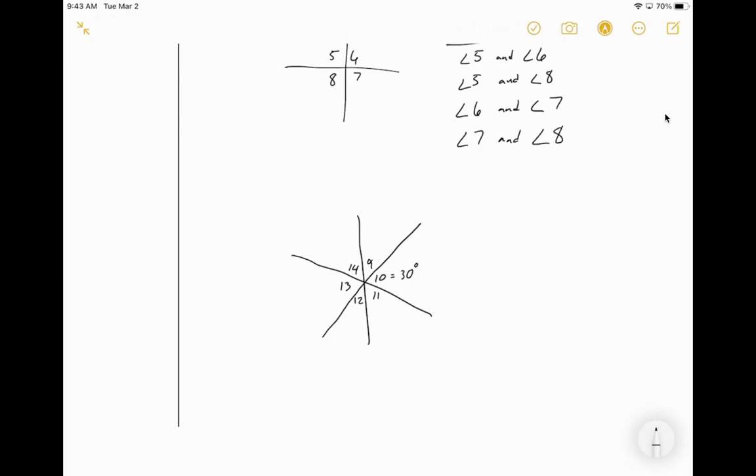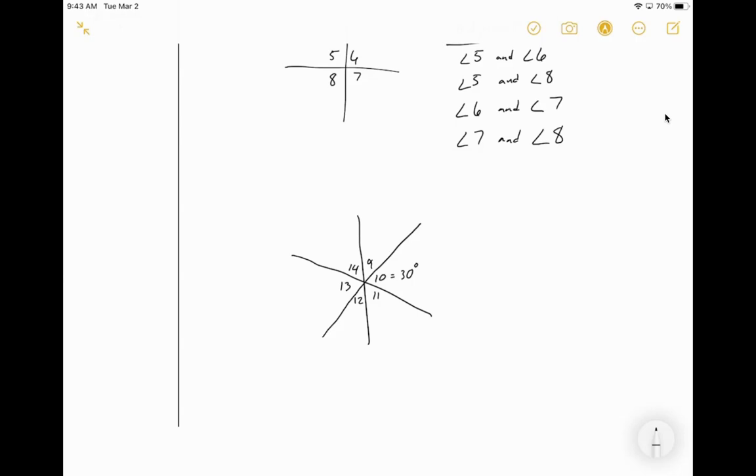So on your homework today, this is what you're gonna have to look at. You're gonna have to look at a diagram like this and answer some questions. Some of them you're gonna have to do the degrees, but for the most part, you're gonna have to say, okay, are angles adjacent? Are they vertical? Or are they none of the above? Okay, adjacent, vertical, none of the above.